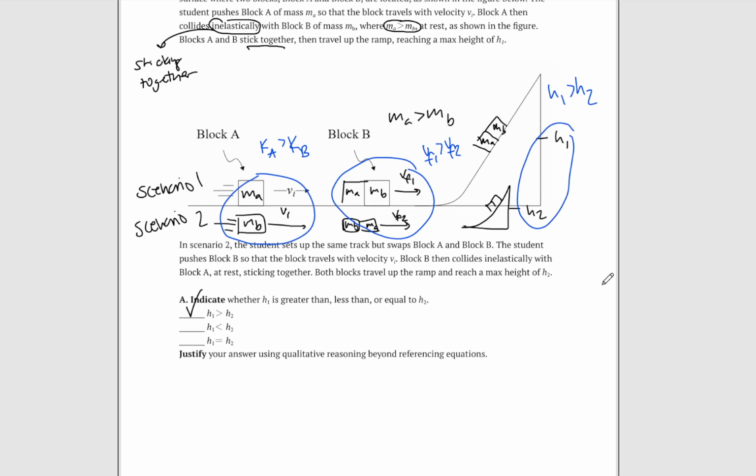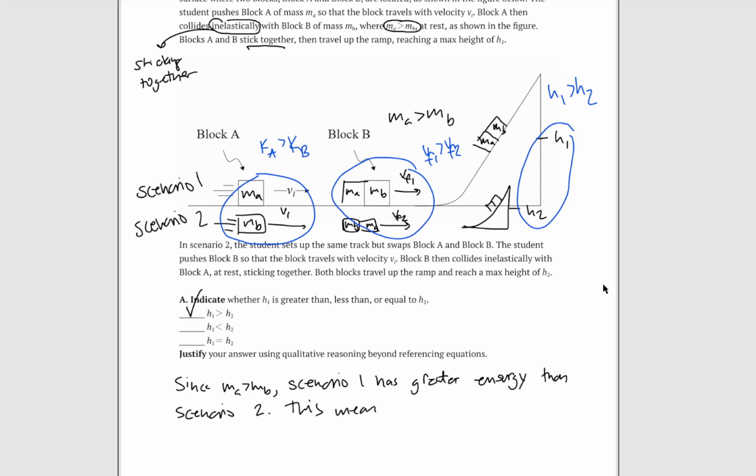Then now let's justify. How we're going to justify is just go through how we did it in order, chronologically. So you can say, since MA is greater than MB, scenario 1 has greater energy than scenario 2. And now we can just say this means that after the collision, the blocks will be moving faster.